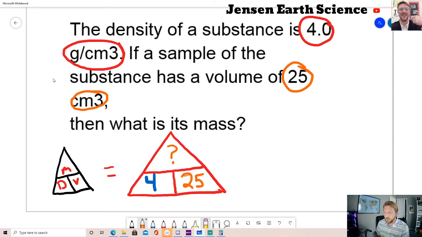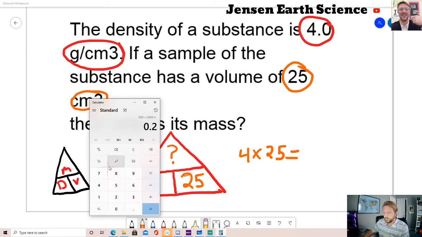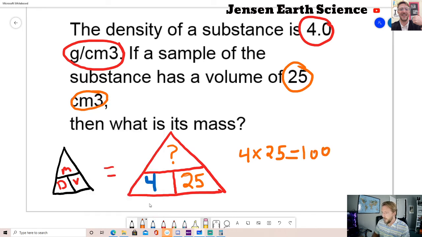If the numbers are side by side, what you do is multiply. So I will do 4 times 25, and that is going to equal 100. And since it's mass, mass is going to be taken in grams.